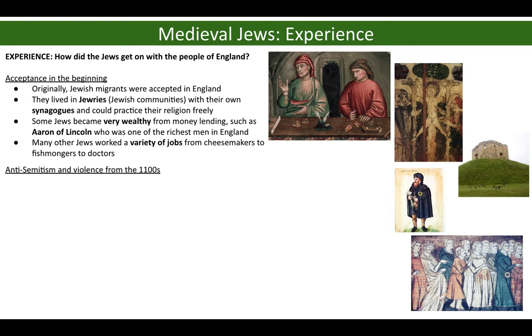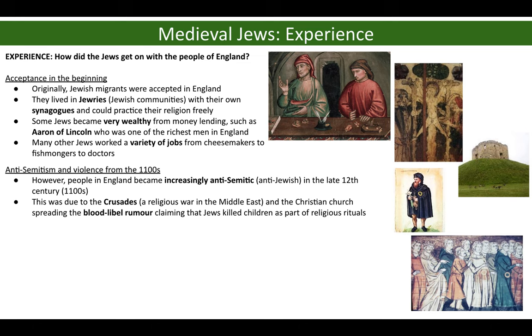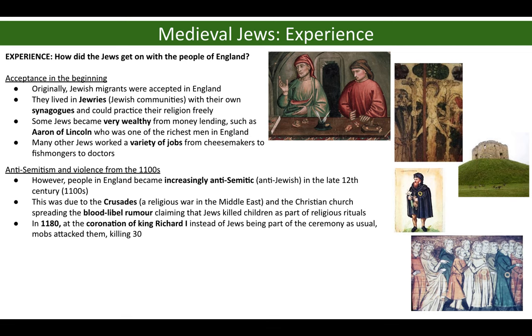However, from the late 1100s, around 1180 and onwards, we start to see a massive increase in anti-Semitism, hatred towards Jewish people. This is partly due to the Crusades, which are a religious war that's going on in the Middle East between Christians and Muslims, even though it wasn't a war with Jewish people. By having religious conflict, anyone who wasn't a Christian was increasingly attacked. The other reason is because the church has been spreading the blood libel rumour, claiming, completely untrue, that Jews killed children as part of religious rituals. So these things are increasing anti-Semitism, and we see more and more examples of anti-Semitism over this time.